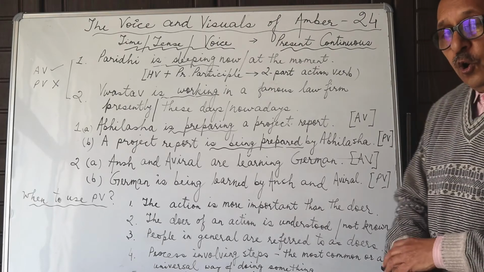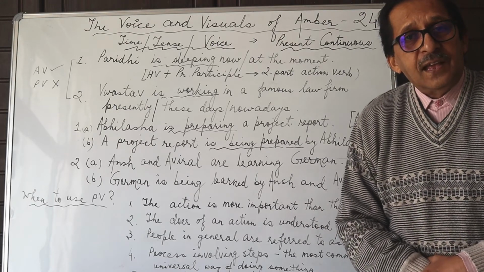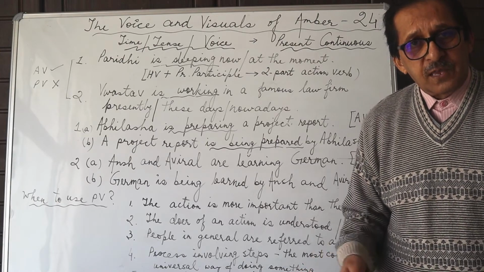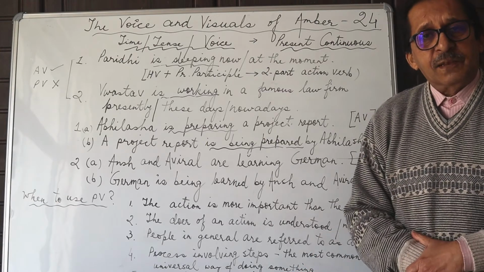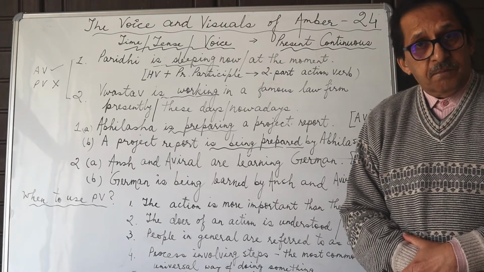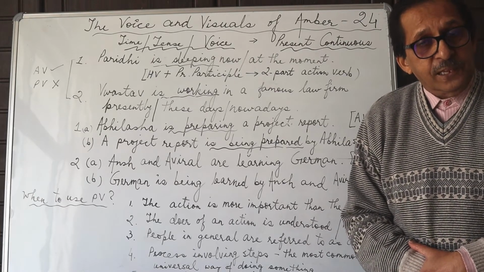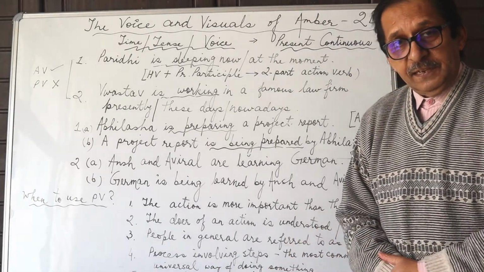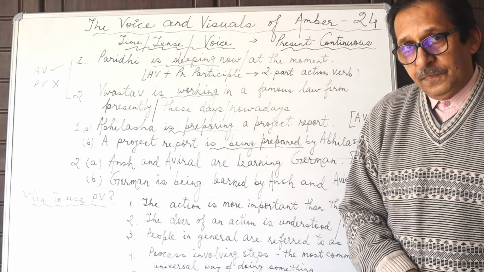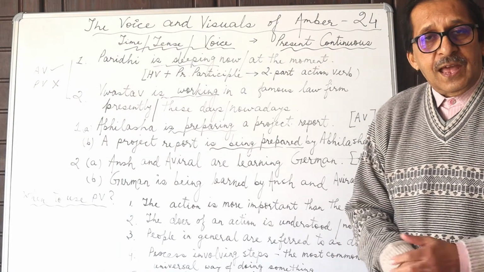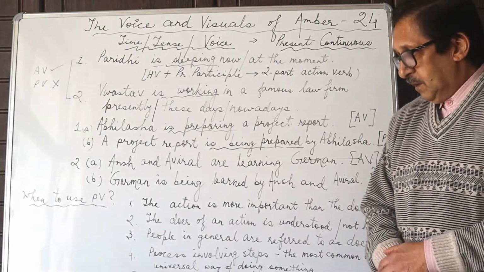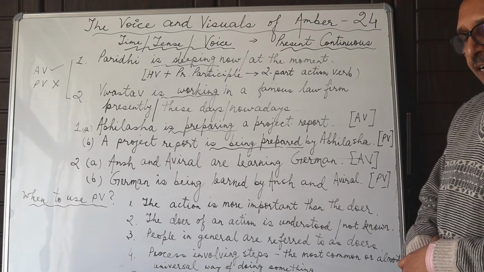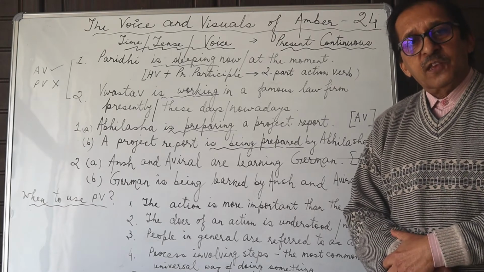Okay? And the third is when people in general are the doers, or the doer of an action is not known. Somebody has stolen my pen. Now you don't know who. So very easily it can be converted into the passive voice: my pen has been stolen. No need to even add "by somebody", because that somebody is unknown. Okay? If people in general are referred to as doers, then also we may use the passive voice.